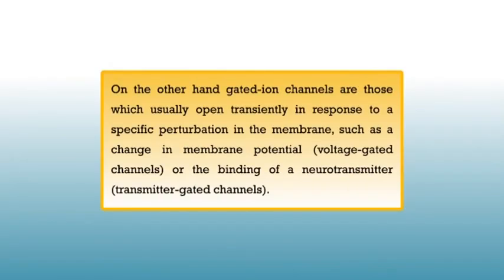These ion channels are called non-gated ion channels when their opening and closing are not affected by the membrane potential or any small signaling molecule. On the other hand, gated ion channels are those which usually open transiently in response to a specific disturbance in the membrane, such as a change in membrane potential, as in voltage-gated channels, or the binding of a neurotransmitter, as in transmitter-gated channels.